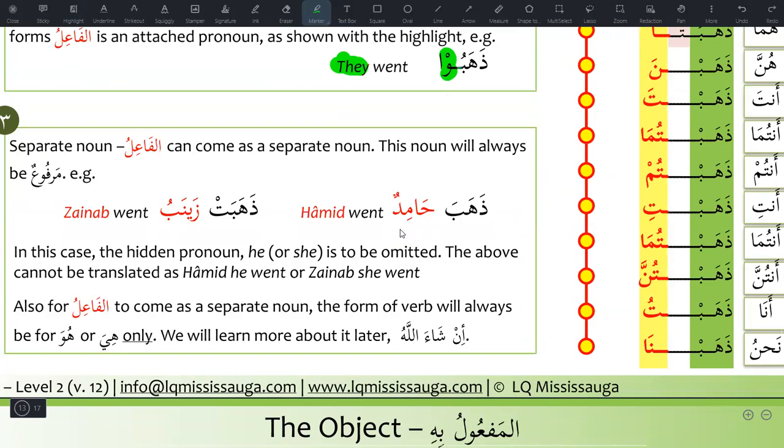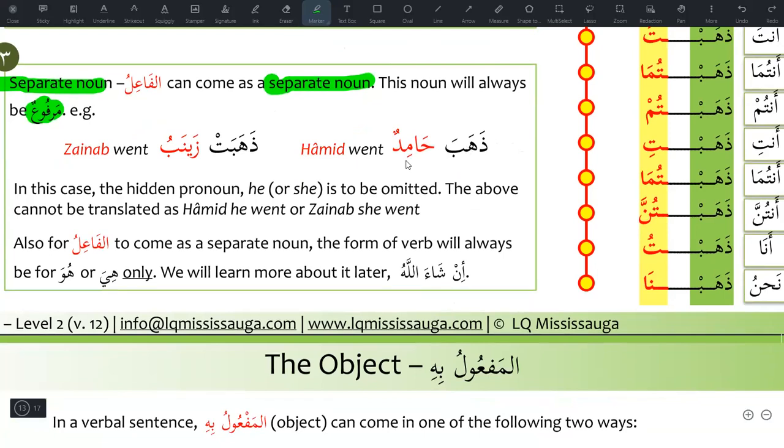Number 3, separate noun. Al-fa'il can come as a separate noun. This noun will always be marfu', like zahaba Hamidun. Hamid went. So Hamid is a fa'il here.